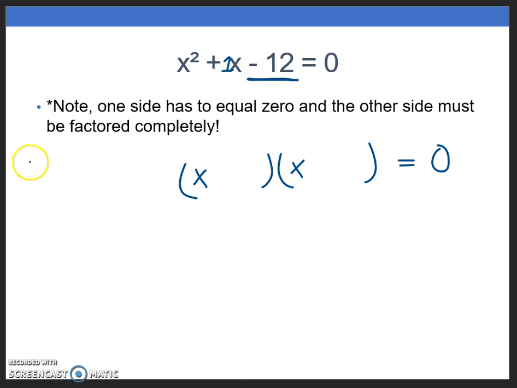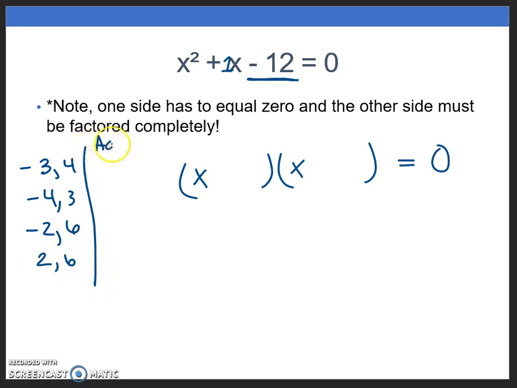If I list the factors, since it's a negative, I could have a negative 3 and a 4. I could have a negative 4 and a 3. I could have negative 2 and 6, or I could have a positive 2 and negative 6. But then they have to add to equal 1. If I add negative 3 plus 4, those two add to equal 1. So this is the one we want, because this one would add to equal a negative 1. This one would add to equal 4.